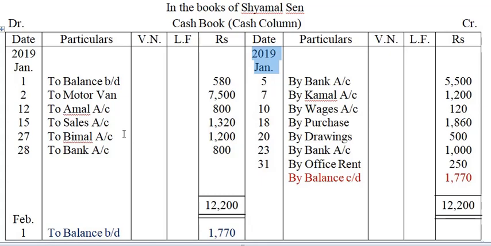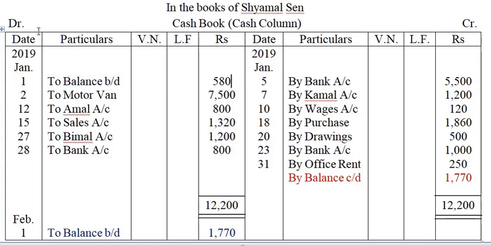Number one, I mean the January one, cash balance 580. So since we are preparing the cash book, that is of the cash column, we must write to balance BD because there is a balance. By balance, we refer to the balance BD, or sometimes we write BF also. Okay, so BD or BF, they are same. So cash balance 580. So that is the to balance BD 580 towards the debit side.